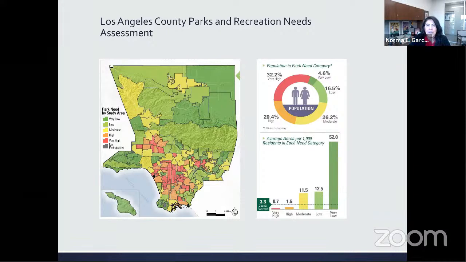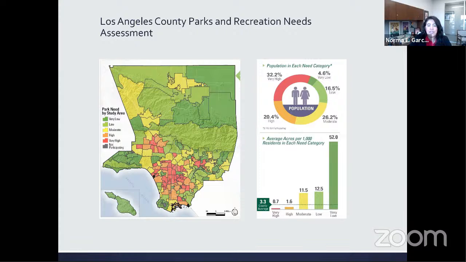The PNA really documented the lived experiences of people across the county who have known for decades that not all communities have equitable access to safe, well-maintained, and programmed parks and open space. In fact, what this map showed is that the very high need parks, which are in red and orange, are also in communities of color. And there was a clear division between those that had parks and were accessible to the public and those that were not. And if you're not familiar with Los Angeles County, it's the communities of East LA, Southeast Los Angeles, the Northeast, very traditional communities of color.